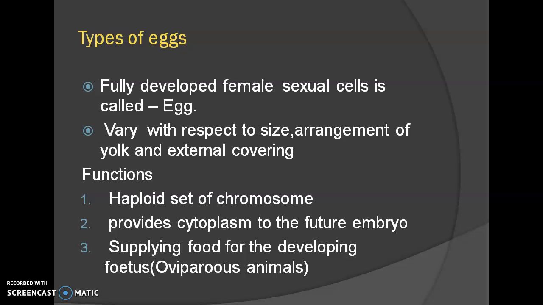In oviparous animals, the development is taking place within the egg, not in the womb of the mother. In the case of viviparous animals, the development is generally taking place within the body of the mother. So the nourishment is supplied to the developing fetus through the placenta. So this third function is mainly concerned with the oviparous animals. So that's all about a small idea about what is meant by egg.